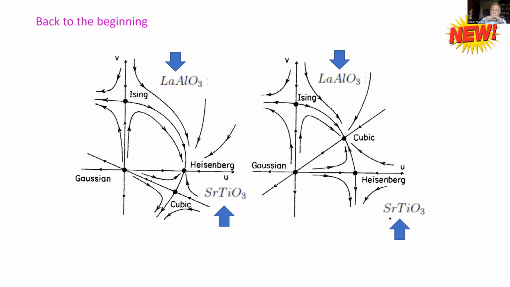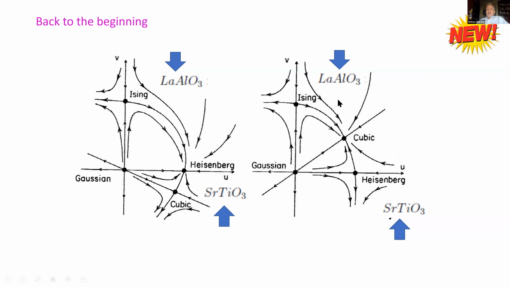the renormalization group. And the cubic fixed point is down here on this left side of this diagram, and therefore strontium titanate may be above this line which contains the cubic fixed point. And if that is true, then indeed both strontium titanate and lanthanum aluminate will flow to the Heisenberg fixed point according to this scenario. And this is the scenario that everyone took up until recently.